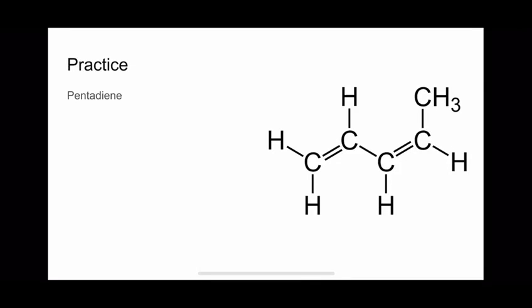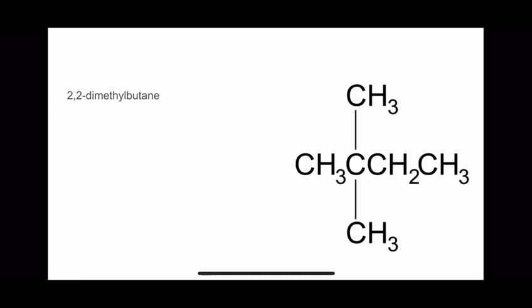So, first off, we have the chain in front of us. The longest chain of carbon atoms consists of 5 carbon atoms, and we can see we have 2 double bonds between the carbon atoms, which means this is a pentadiene. Since there are no branches, it's written just as is.